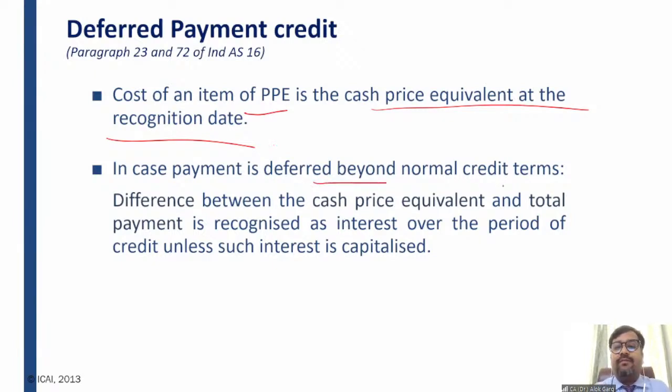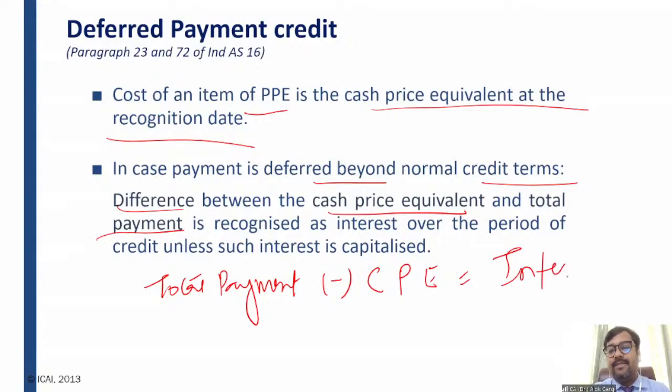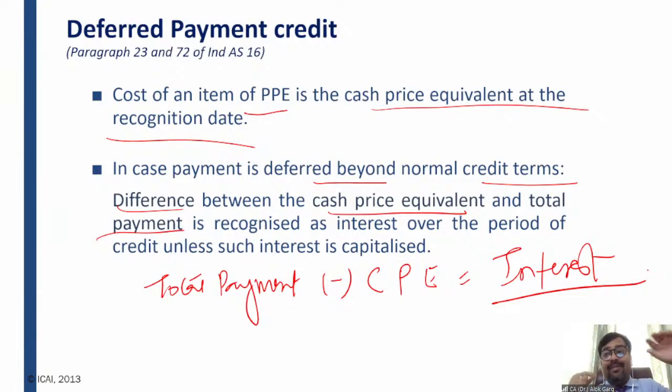So in case payment is deferred beyond normal credit terms, the difference between the cash price equivalent and total payment, so total payment minus cash price equivalent is equal to interest expense. Okay. And such interest expense has to be charged to P&L except if Ind AS 23 borrowing cost standard tells you that such interest is going to be capitalized. Why? If that asset is a qualifying asset and which is taking a substantial period of time, in that case, such interest will be capitalized.